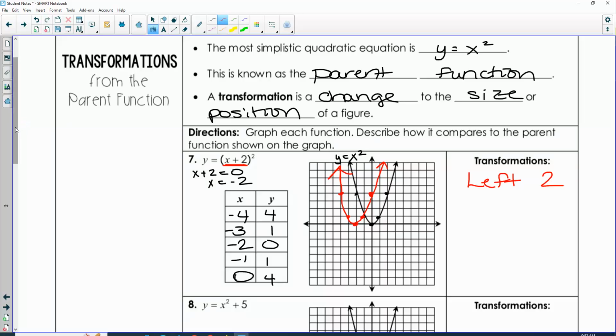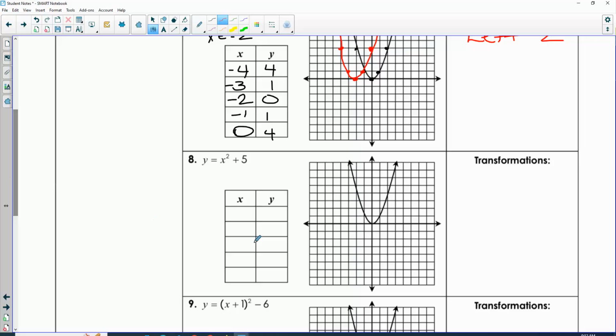Let's try the next one. First, let's get our vertex. So my vertex, x, there's nothing with it, so it's just 0. What's my y? 5. Smaller than 0, bigger than 0. All right, far side, you do negative 2, negative 1, 1, and you have 2. Plug them into the equation. Let's see what we get.